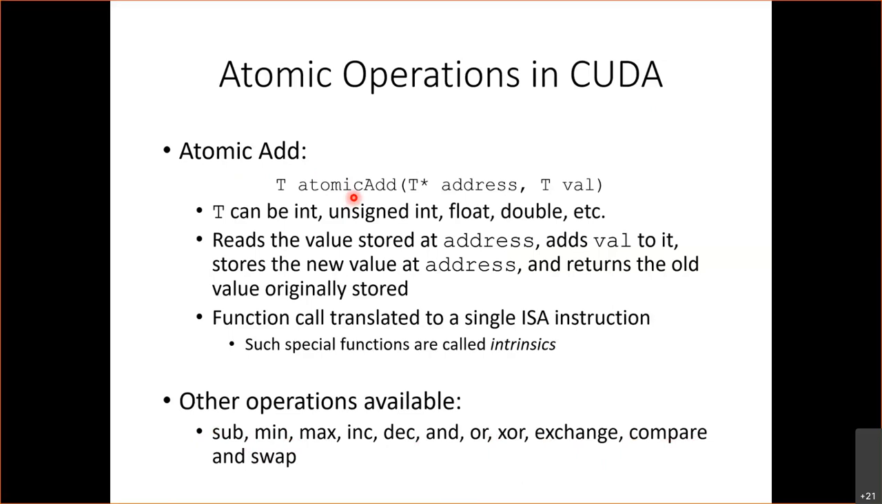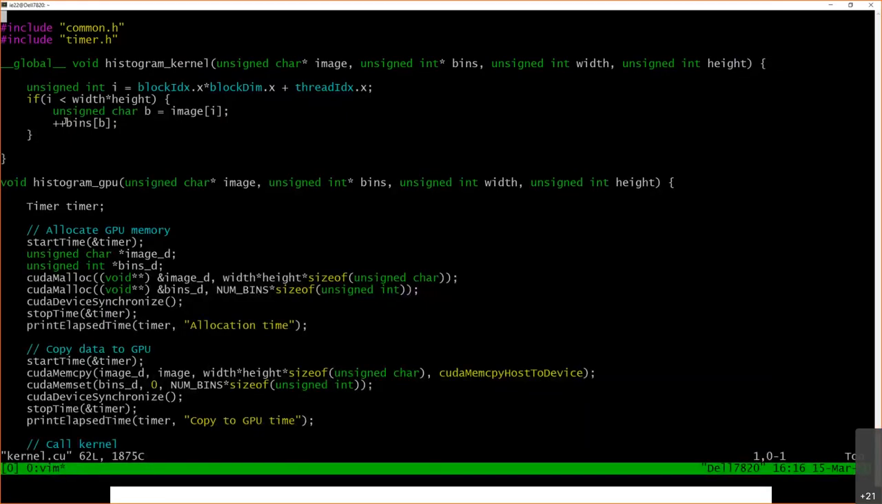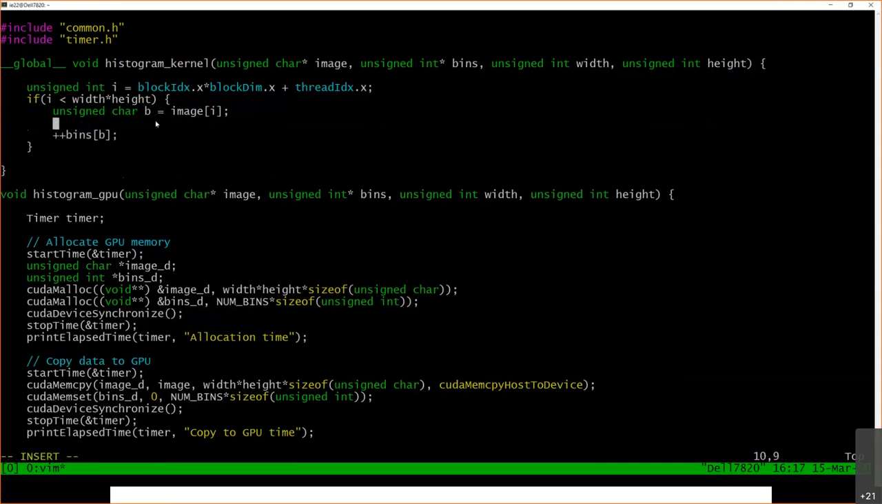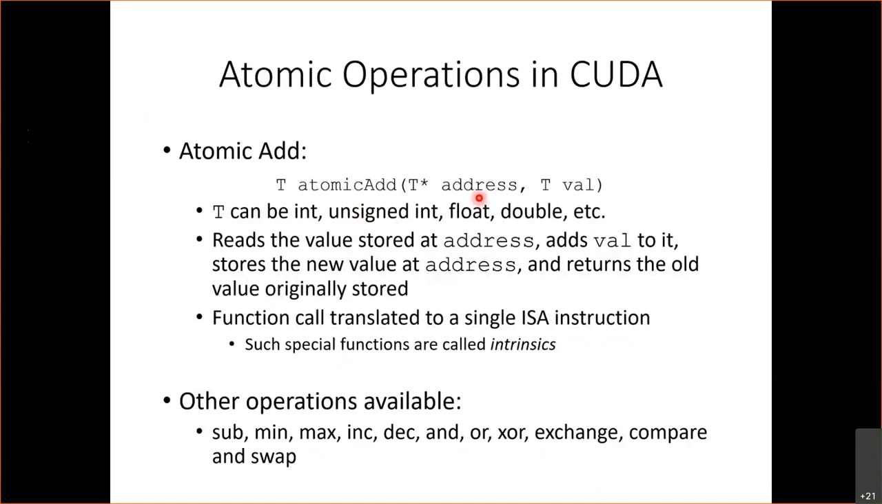So now let's go back to our code and see what we have. What we were doing previously is incrementing bins of B. We're reading the value at bins of B, adding one to it, and then storing the result. To do this correctly, we should replace this operation, which has a race condition, with an atomic add that will make sure that the addition happens atomically. Just as a reminder, atomic add takes the address of the memory location we would like to add to and the value that we would like to add, and it does the addition.